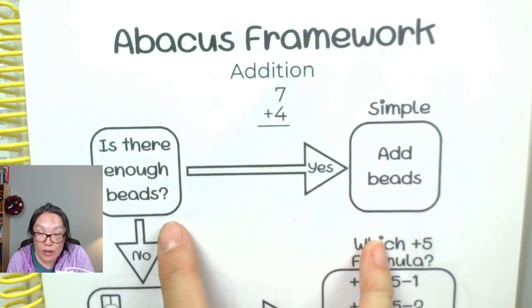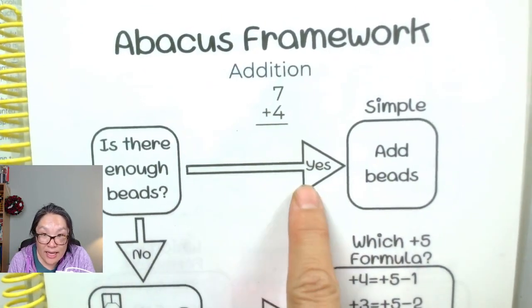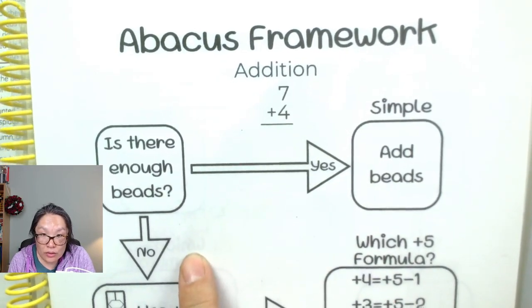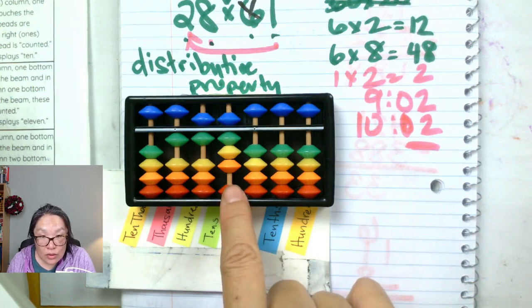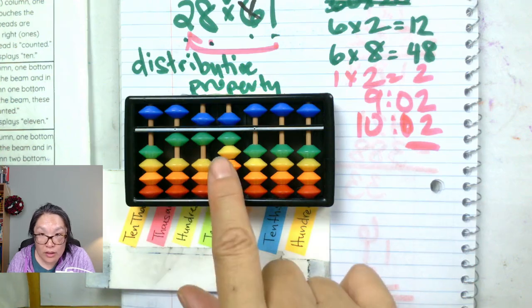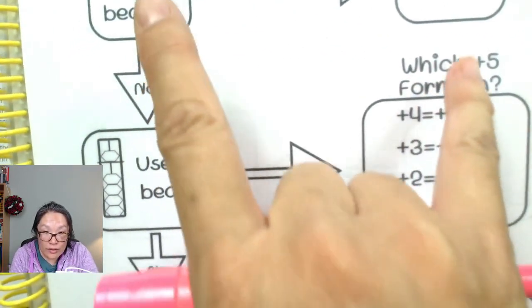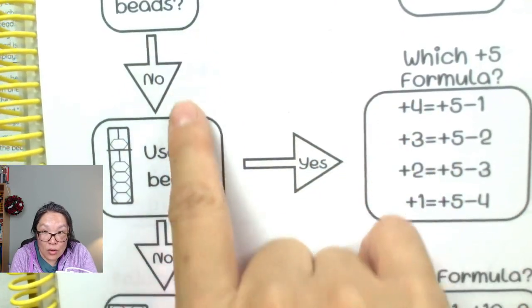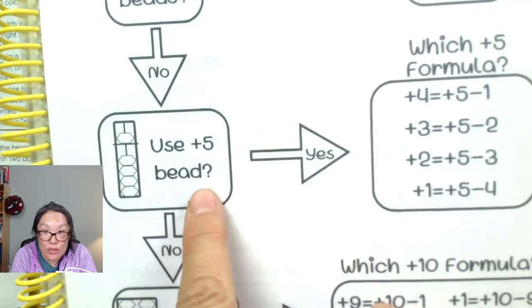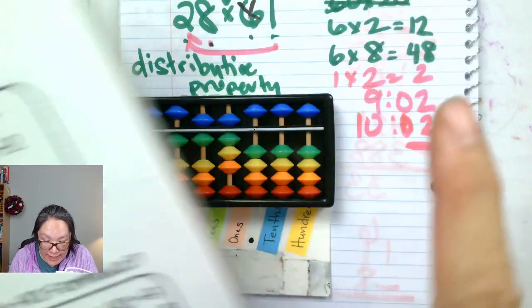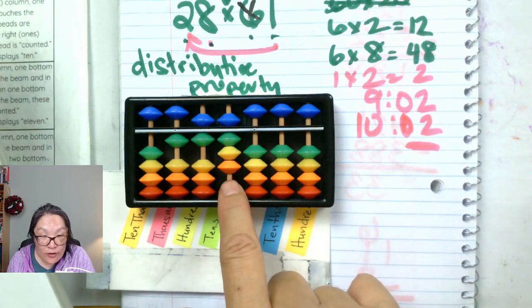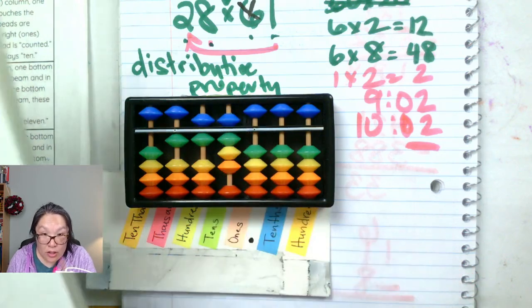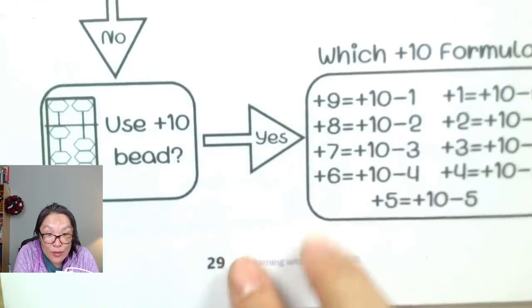Here is a framework. Can I add the beads? Yes or no? Can I add a 2 to this? Yes or no? No. Thank you, Carter. No. So now we go here. Can I use the 5 plus the 5? Can I plus this 5? Yes or no? No.